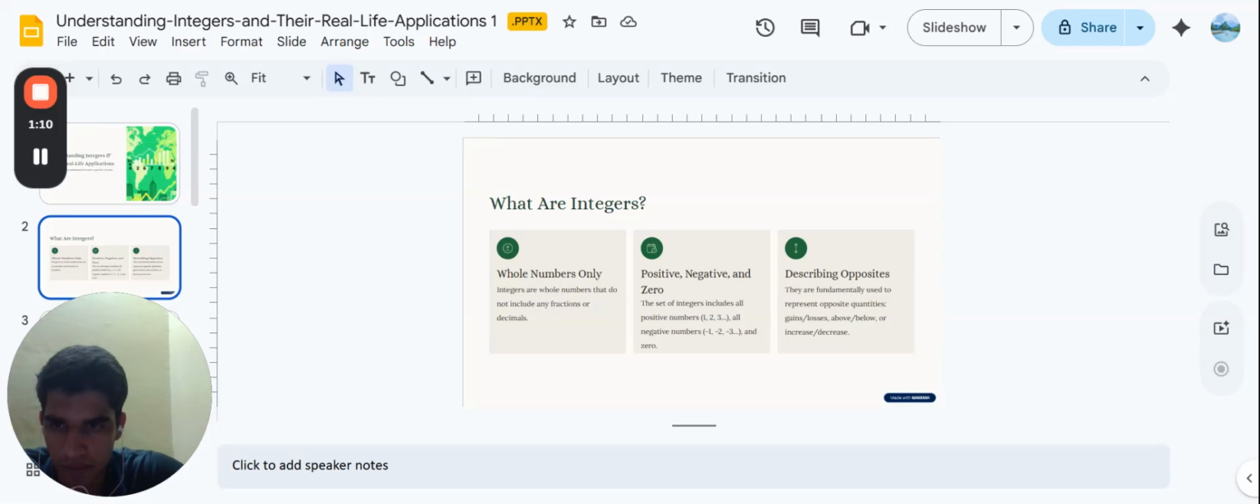Here, the positive numbers are like 1, 2, 3, 4. These are positive numbers, and negative numbers are -1, -2 and so on, along with 0. All these together represent integers. These are fundamentally used to represent opposite quantities, like when we increase or decrease, or gain or loss. To represent this, we generally use integers.